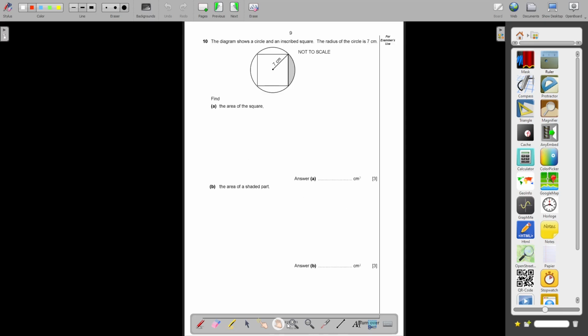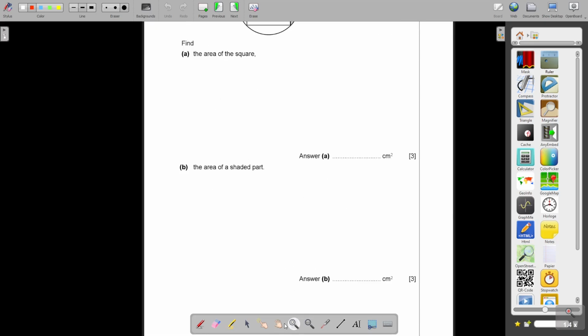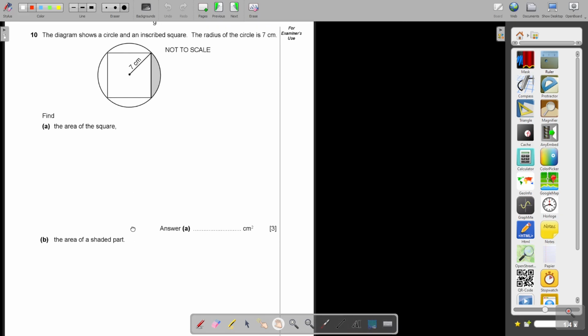Okay, so if I look at this next question, the diagram shows a circle and inscribed square. The radius of the circle is 7 centimeters. Find the area of the square.